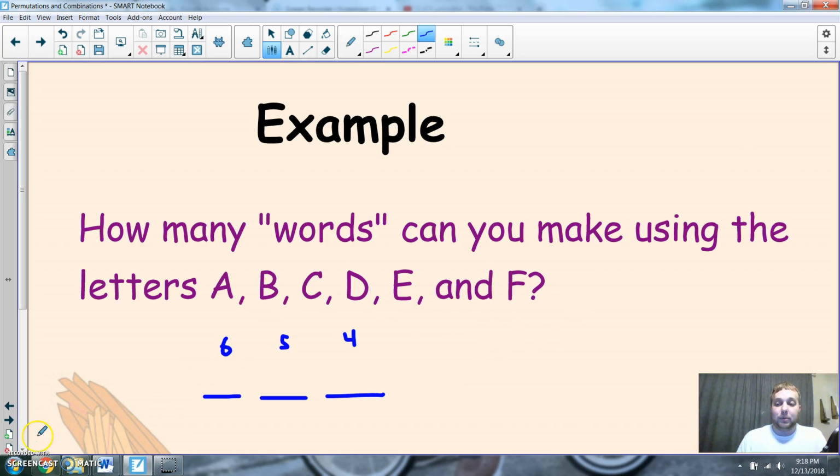Okay, now my mouse is pretty much dead. So I'm going to replace the batteries, and I'll be right back. Alright, okay, so 6 factorial.